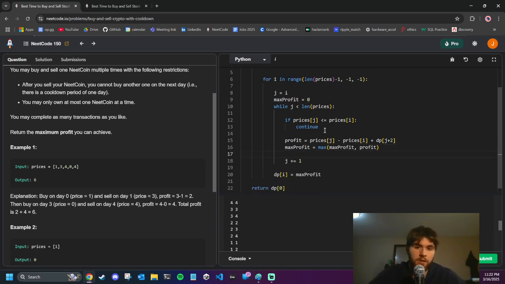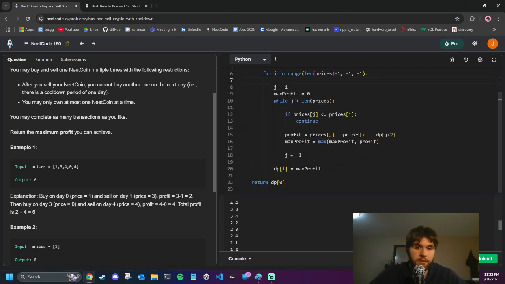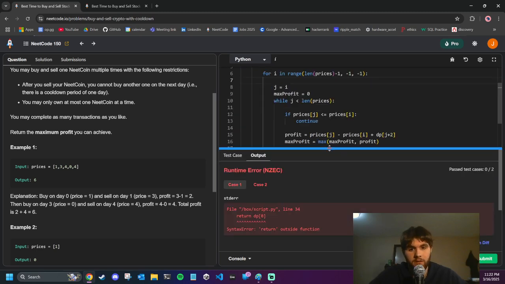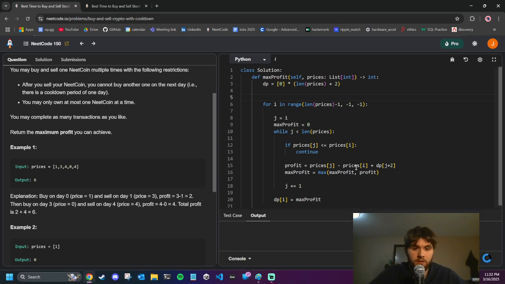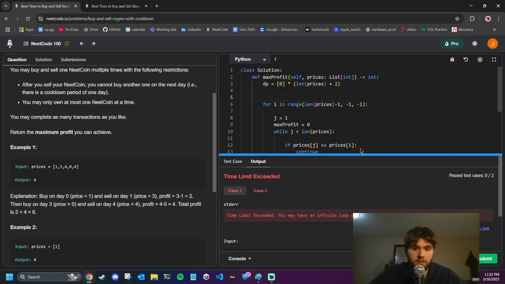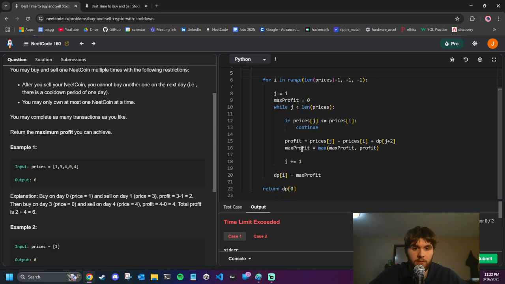All right, let's try something like this here. Return is outside of the function. Okay, we may have an infinite loop.